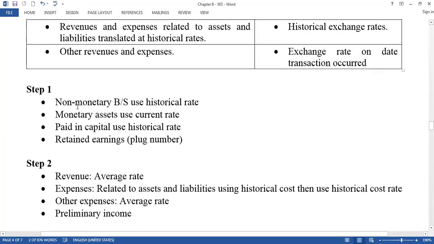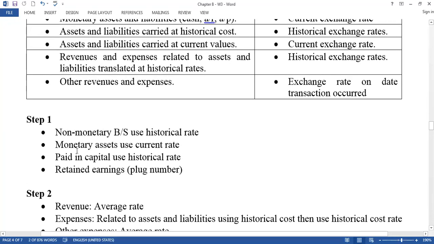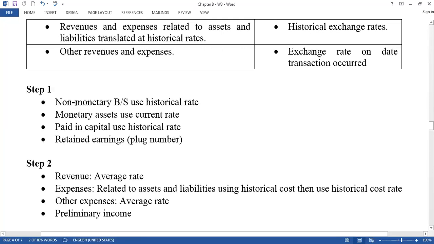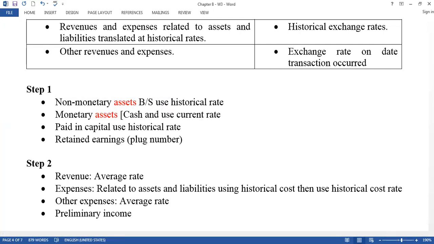Again, we have several steps to go on. Step one, we are going to divide our assets into two groups. Look at here. These are non-monetary assets and monetary assets. So now you should know which are the monetary assets and which are the non-monetary assets. Let me give you an example for monetary assets. It is cash and cash equivalents. Okay, cash and cash equivalents are called monetary assets.